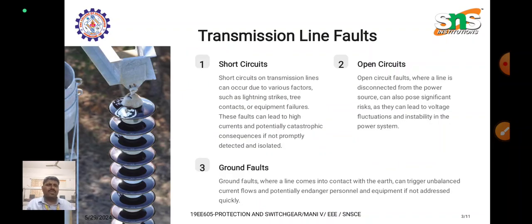And these are the various faults which occur in the transmission line. One is the short circuit fault. This is mainly when any one line, two lines, or all three lines are cut and connected with the ground. So it creates a short circuit. The second one is open circuit: any one line, two lines, or all three lines are cut but not connected with the ground. This is called an open circuit fault. Another one is the ground fault. So these are the different types of faults which occur in the transmission lines.